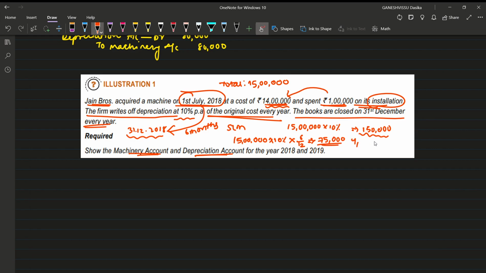And of course for year 2, full year, we are going to consider 1,50,000. For the second year the value would be the same, 1,50,000, but for year 1 the amount of depreciation is 75,000 only. We are going to calculate for 2 years because the question asks us to show the machinery account and depreciation account for the years 2018 and 2019. So simply let us start doing the question.